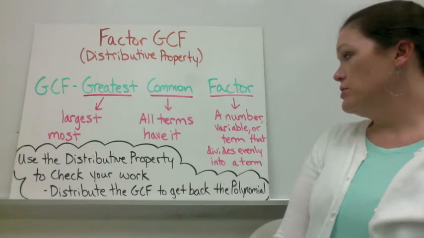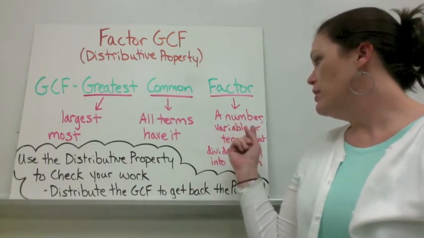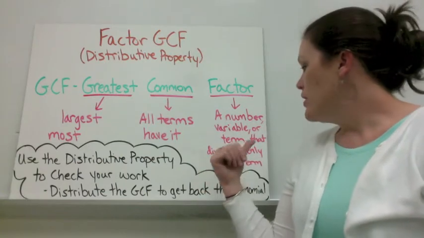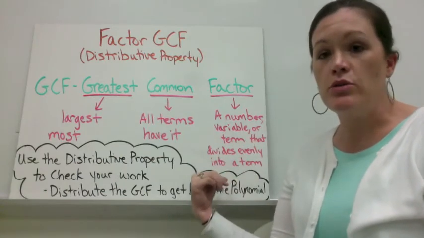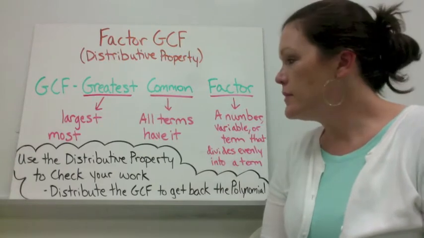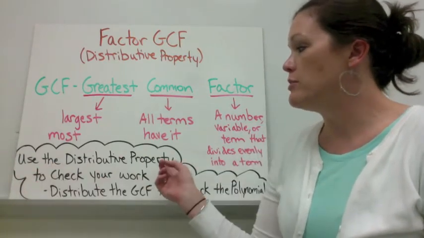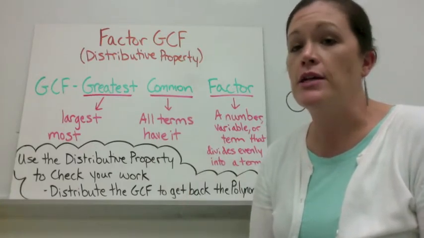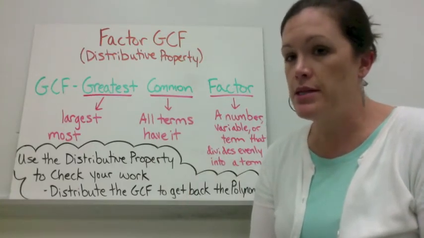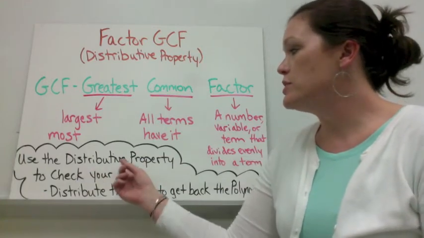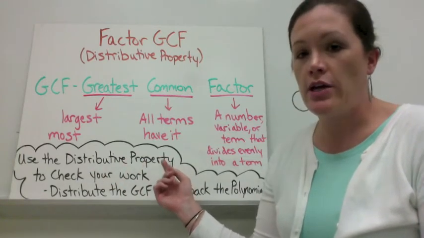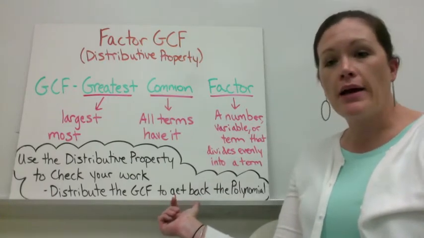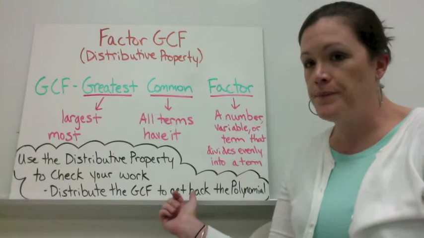And then factor means that it's going to be a number, might be a variable, or a term, like a number with a variable that divides evenly into a term of our polynomial. Keep in mind that sometimes they call factoring GCF factoring by the distributive property, so they mean the same thing. But you can use the distributive property when you're finished to check your work. You just distribute the greatest common factor to see if you get back the polynomial that you started with.